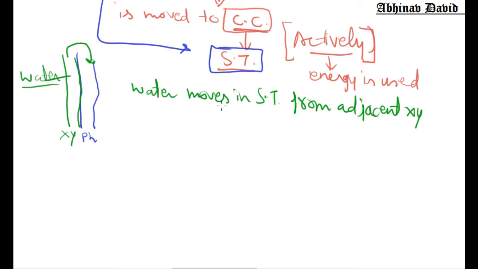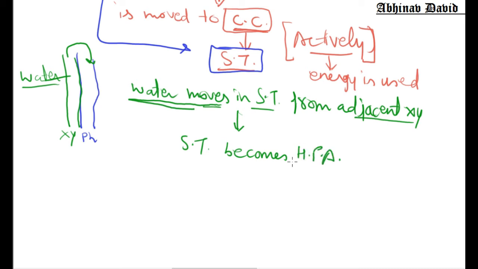So to maintain the pressure, what happens? The extra water moves in the sieve tube from the adjacent xylem. Adjacent means nearby xylem. So as a result, what will happen? This sieve tube becomes a high pressure area. And you know that substances move from high pressure area to low pressure area.